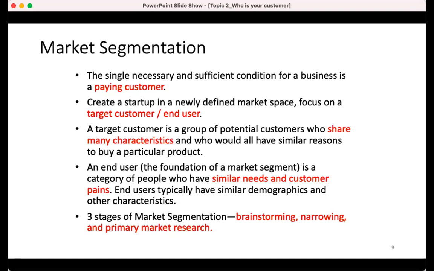So this is something that we'll cover next, which is the three stages of market segmentation. Ultimately after this week, after this class, I think you're going to do the market segmentation exercises with your team, right? There are only three things that you need to do, which are brainstorming, narrowing down all the list of markets, and conducting the primary market research.